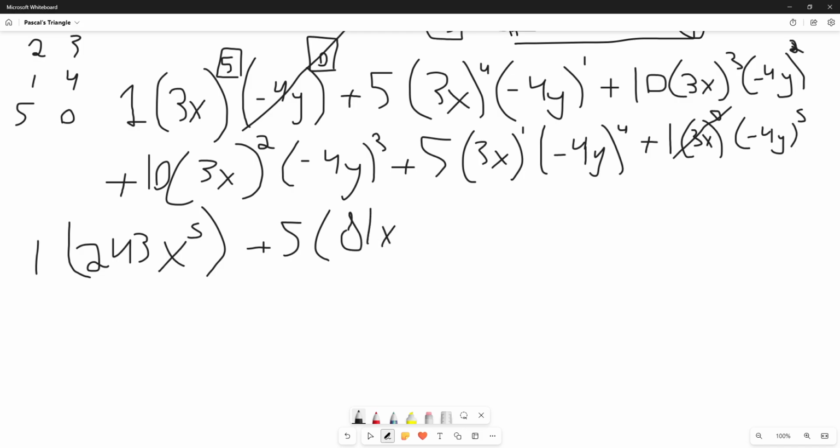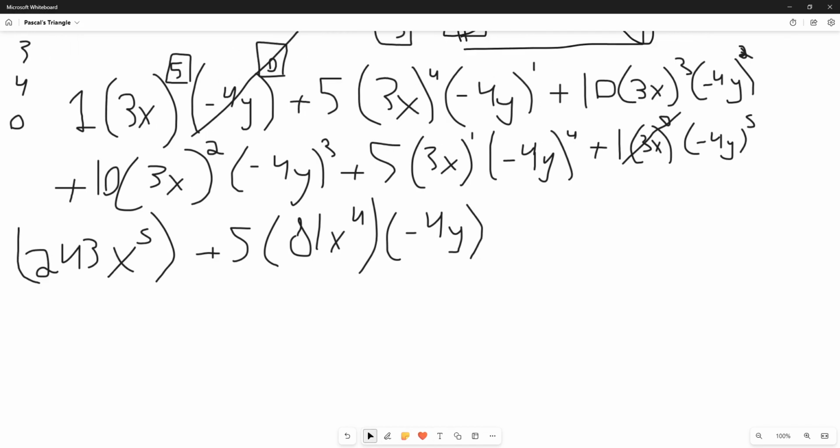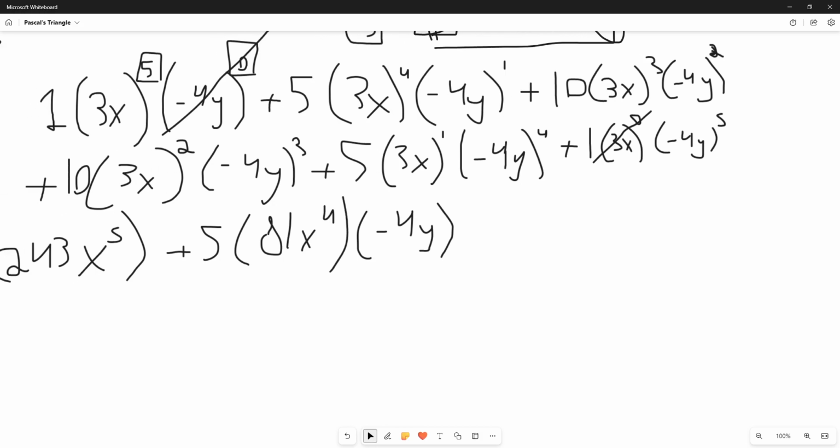X to the power of 4 multiplied by minus 4 to the power of 1 is just minus 4, and y to the power of 1 is just 1. It's just 1y. So we have another second term. Now the next term we're going to use is the plus 10 times 3x to the power of 3. So 3x to the power of 3 is 27x to the power of 3 times minus 4.